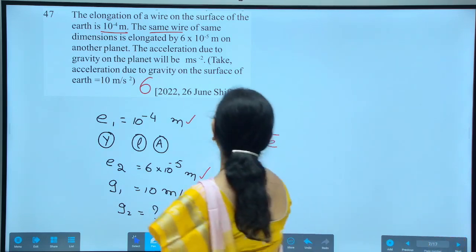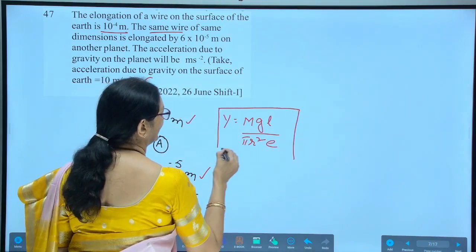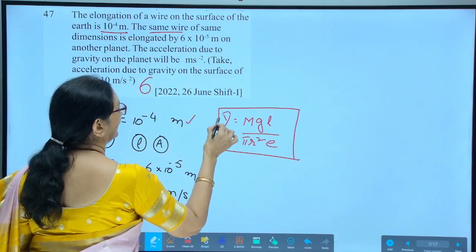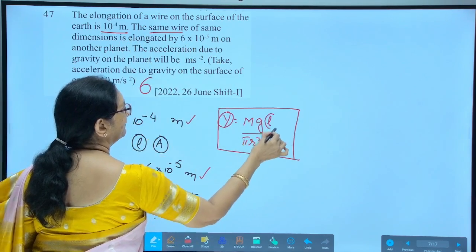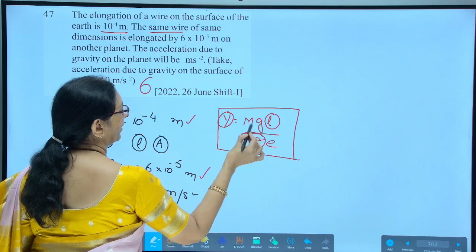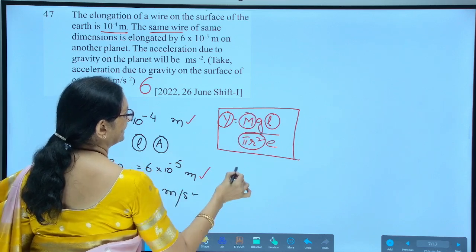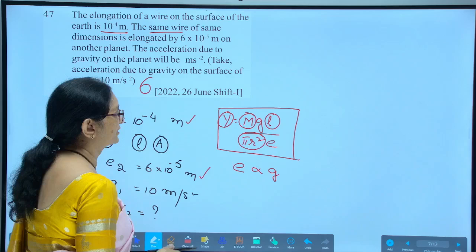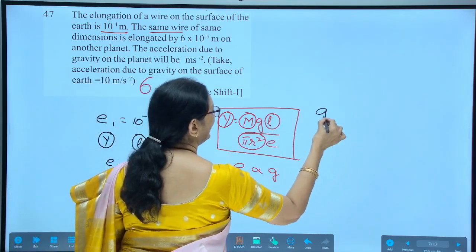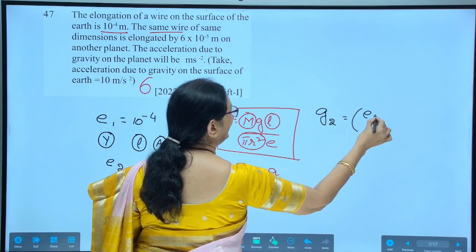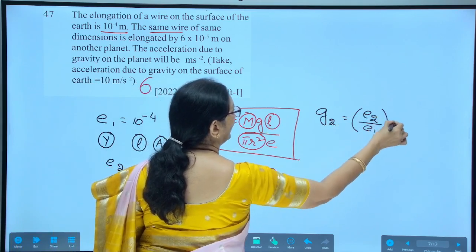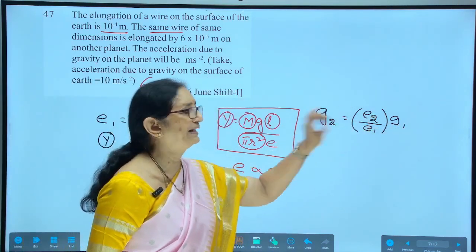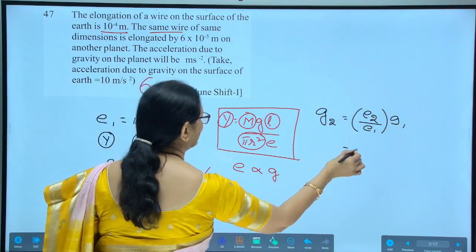See here, we know Y is equal to mgl by pi r square e. The same wire is taken, so Y and dimensions are constant, and the same load is attached. So, elongation is proportional to g, or g is proportional to elongation. So, g2 is equal to E2 by E1 into g1, as it is directly proportional. So, let us substitute the values.